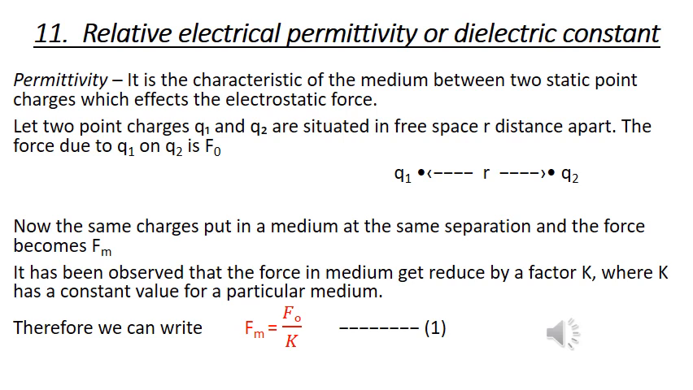Let us know about the permittivity. What is the permittivity? Permittivity is the characteristic of the medium between two static point charges that affects the electrostatic force between them. Let us consider there are 2 point charges Q1 and Q2 separated at a distance r in free space, and the force acting between them is F0.